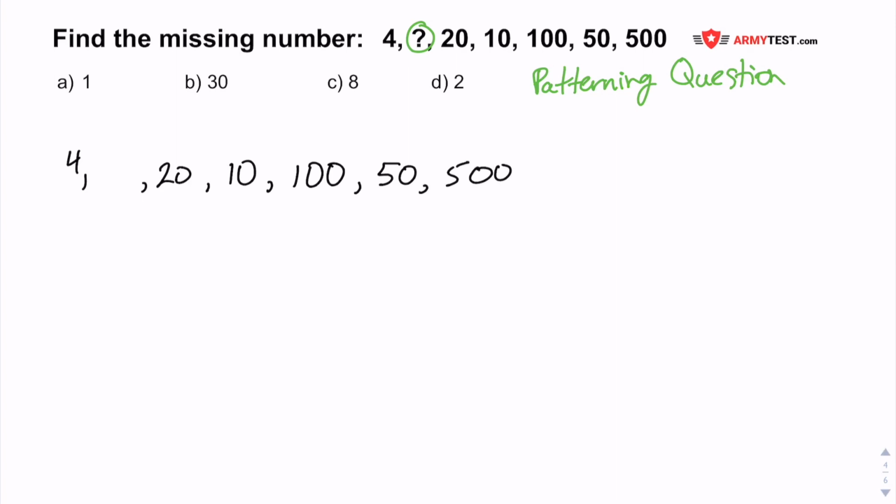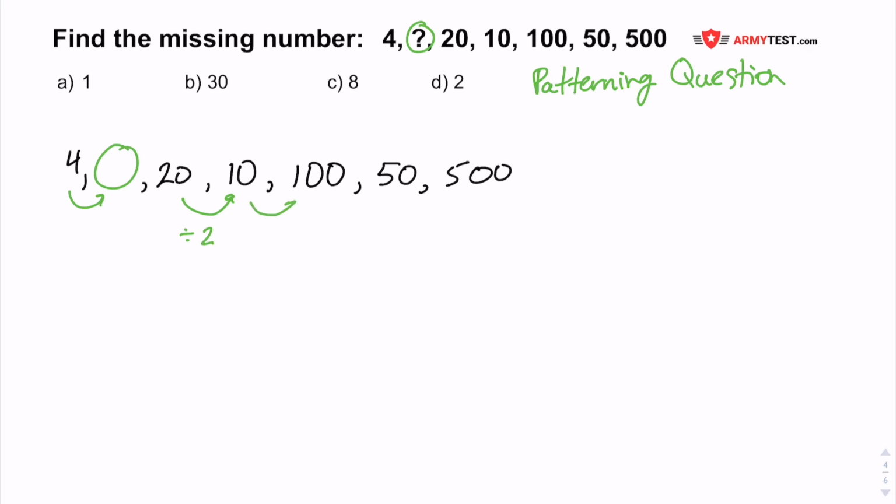Now, I think the best approach to these kinds of questions is to look at the numbers that they've provided you with, and then just try to see the links between the following numbers. This one is hard to see because we don't know what this is, so we'll skip that. But how do you get from 20 to 10? Well, you can divide by 2, right? 20 divided by 2 is 10. Okay, so we have that.